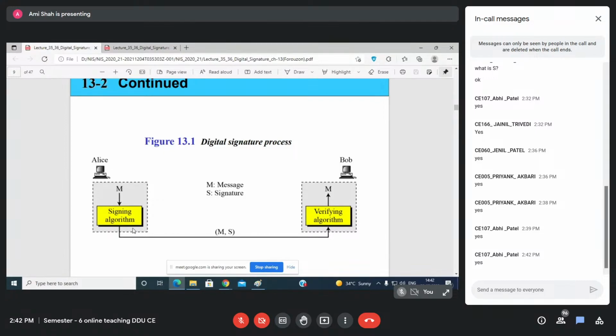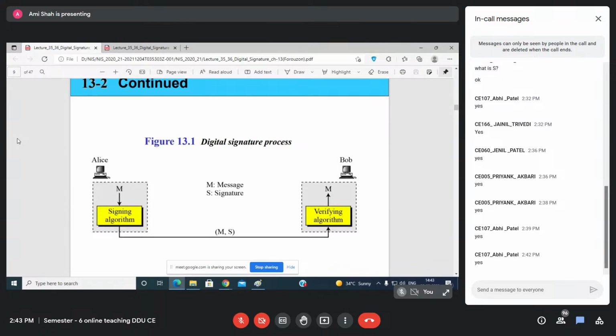The sender uses this signing algorithm to sign the message, and on the sender side you get the signature. The message along with this signature is sent to the receiver, Bob. The receiver receives the message and signature, and then applies the verifying algorithm to this combination of message and signature. If the result is true, the message is accepted. Otherwise, it is rejected. These are the generalized steps that I have discussed.